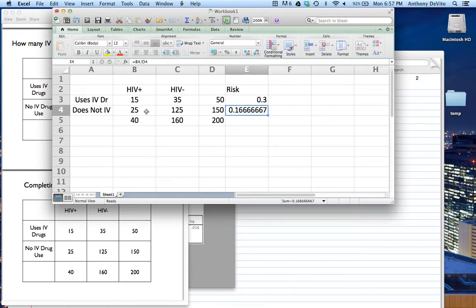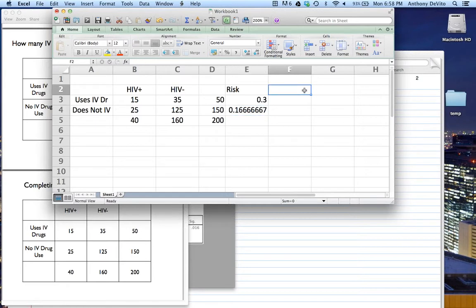Now suddenly 15 people out of 50 are HIV positive. Among the group that are IV drug users, their risk of being HIV positive is 30%, higher than the prevalence for the entire population as a whole. Okay, how about the people that don't use IV drugs? Well, now 25 out of 150, right? That's one-sixth or 0.167 roughly, so 16% of them are HIV positive. Their risk of being HIV positive is 16%.